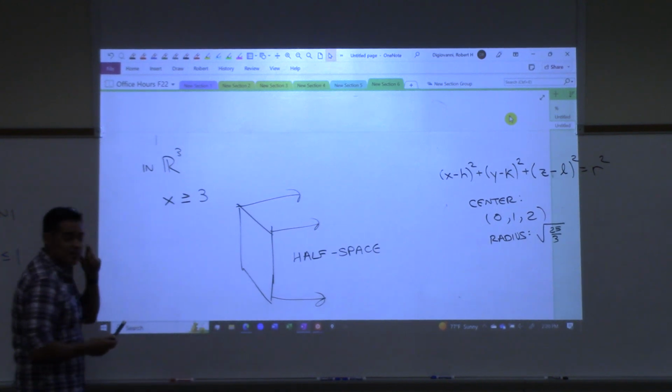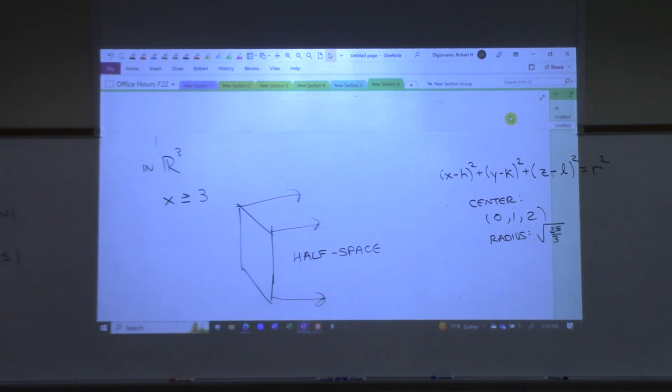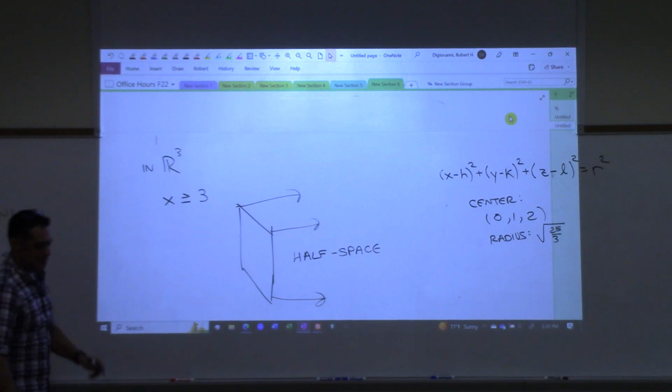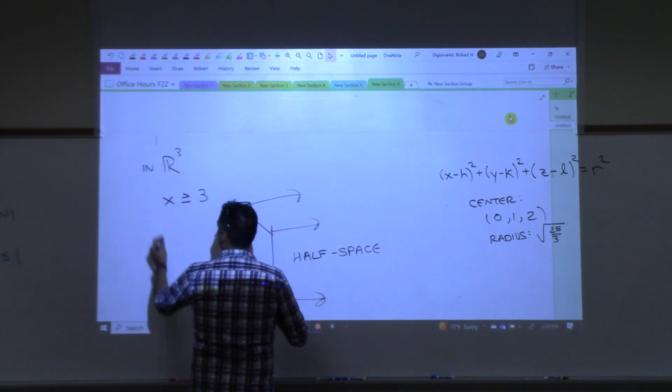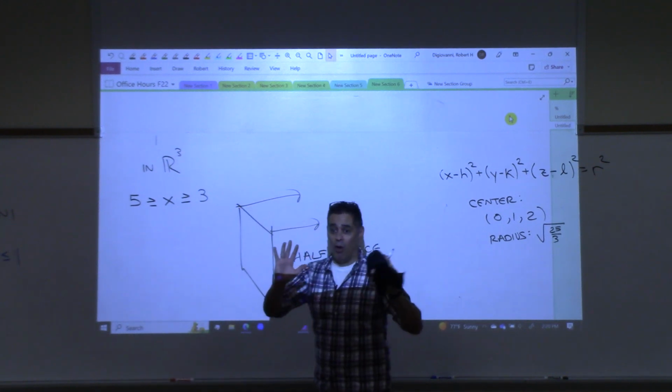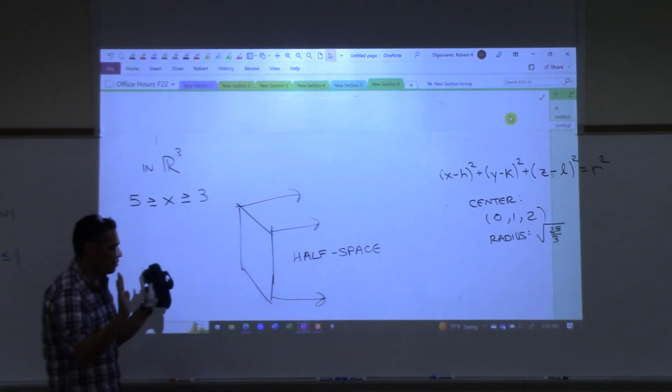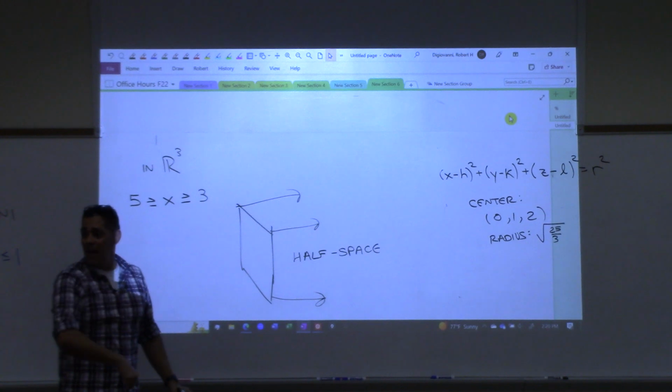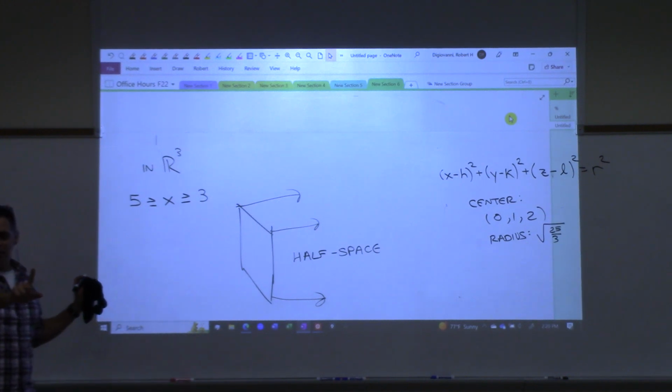Now, how could I make this a brick wall? If you wanted this to be a brick wall, you could put some other bounds on it. Yeah, you could say something like less than or equal to 5. And then now you have this brick wall, right? It only goes from 3 to 5, but it goes up and down forever, left and right forever, doesn't it?